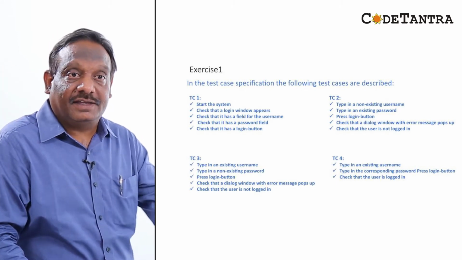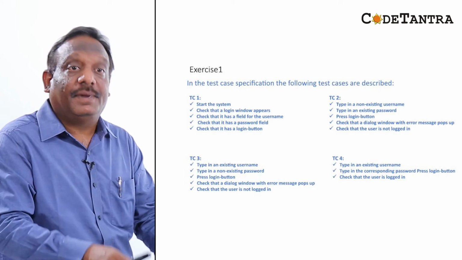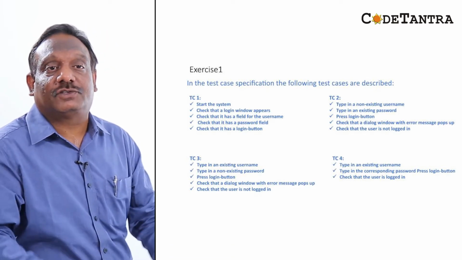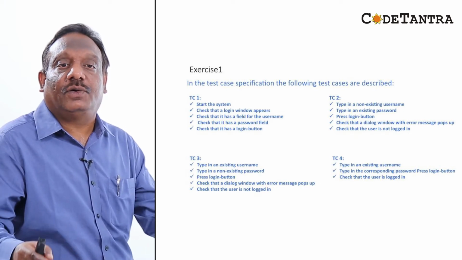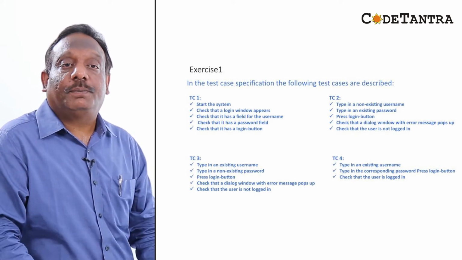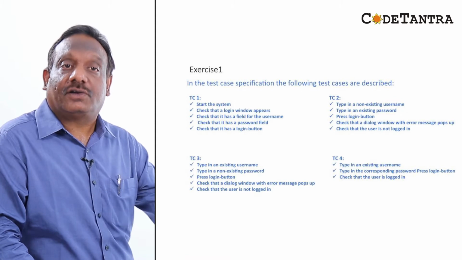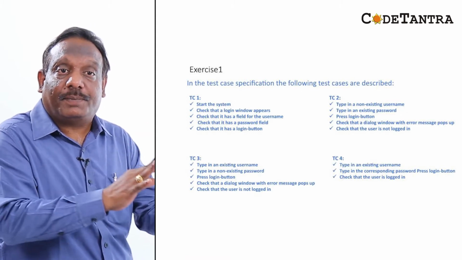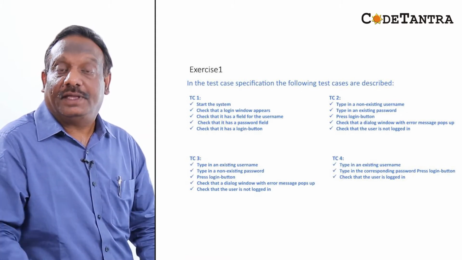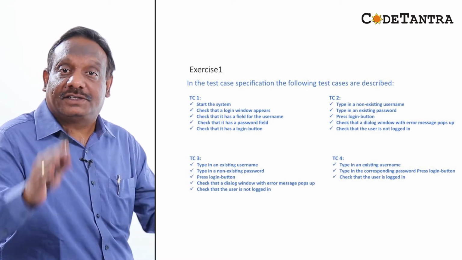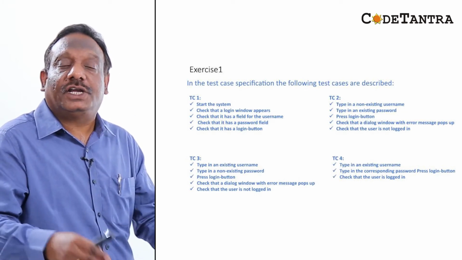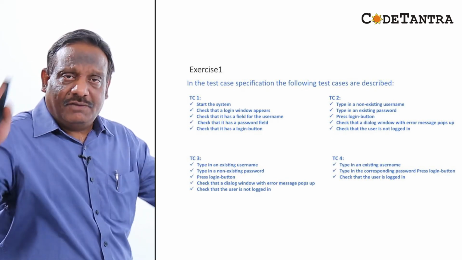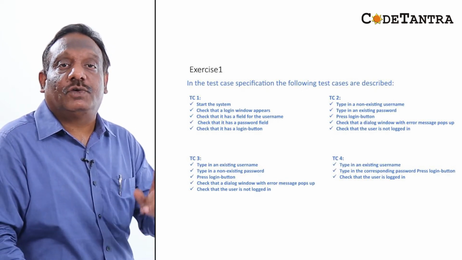Test case 3 is: type in an existing username, type in a non-existing password, press the login button, and then check that a dialog window with an error message pops up. Check that the user is not logged in. That is your test case 3, where the password is non-existent. Test case 4 is: type in an existing username, type in the corresponding password, press the login button, check that the user is logged in. These are very standard test cases your team has written.